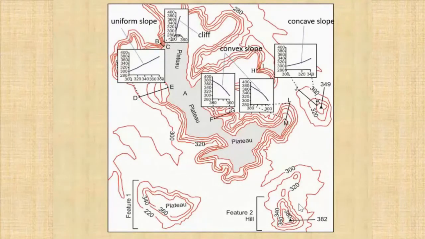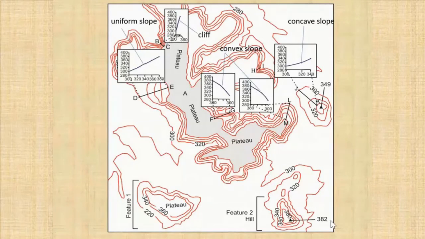So these features are indicating that this is a hill. If we see the upper side of the hill, you can see that the contours are widely spaced, indicating that there is a gentle slope. On the other side, the lower side of this hill, you can see that the contours are closely spaced, and they are indicating a steep slope.